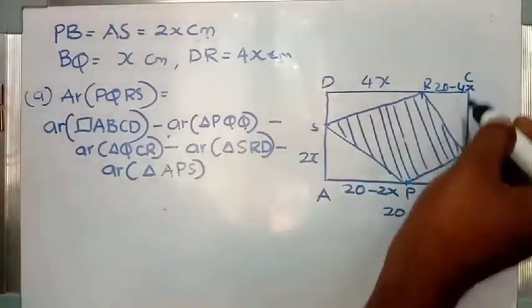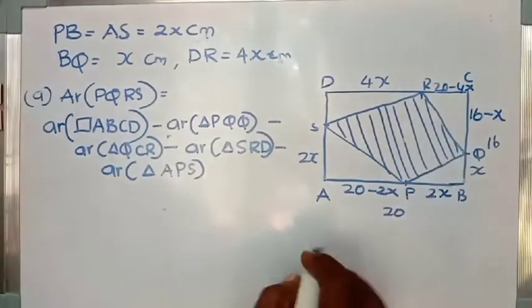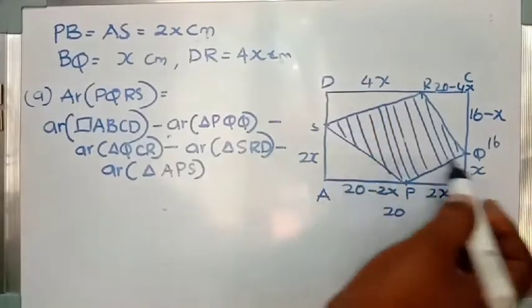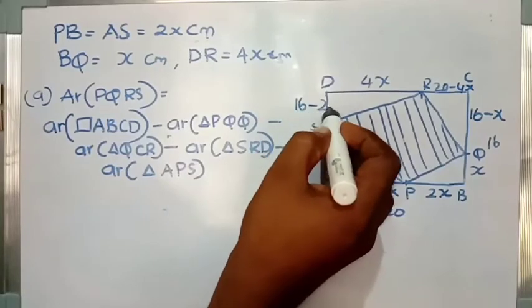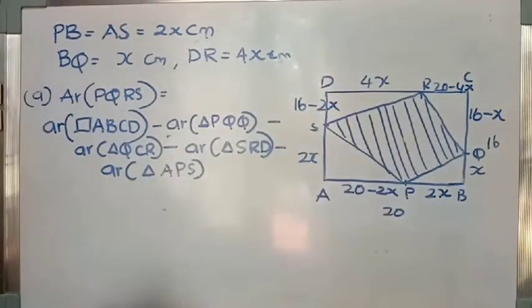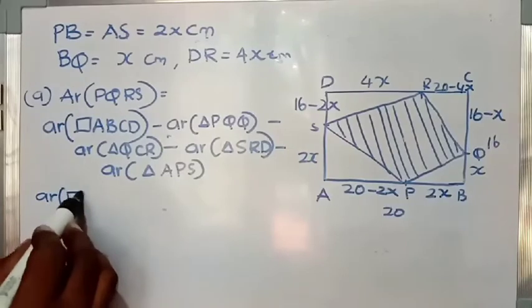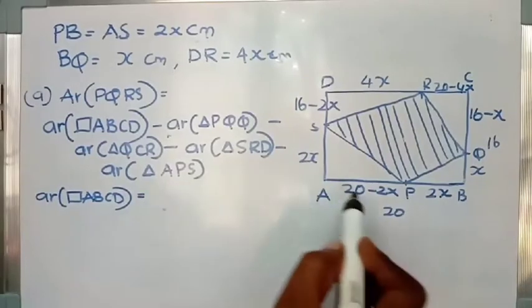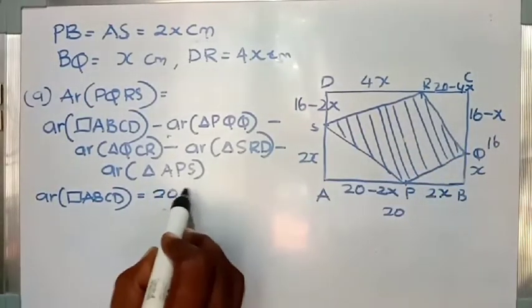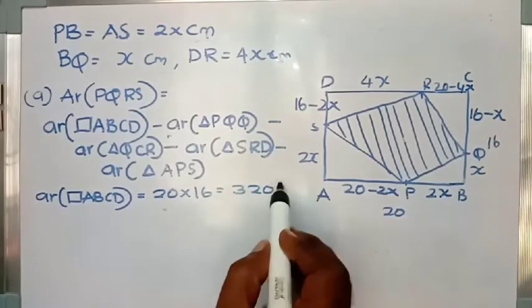Similarly here, this total is 16. This is x. So this is 16 minus x. And here, total is 16. As it is 16, this is also 16. And it is 2x. So this length is 16 minus 2x. Okay. Now let's find the area of each figure. Area of rectangle ABCD is length into breadth, that is 20 into 16, 320 centimeters square.